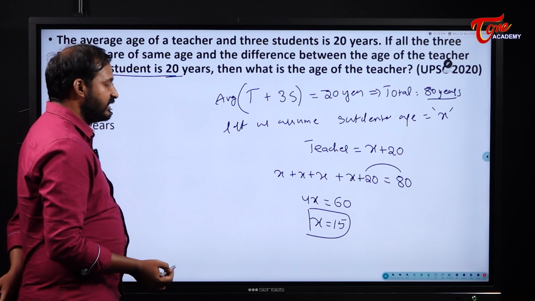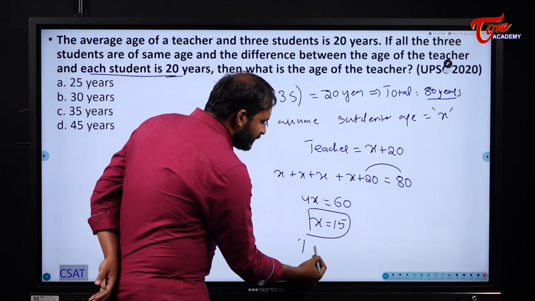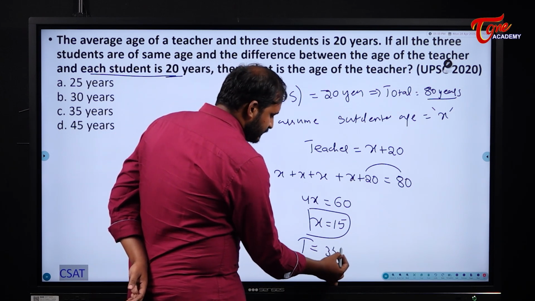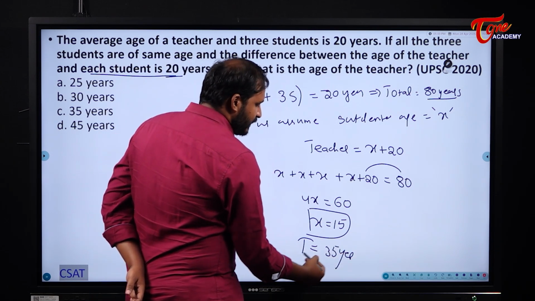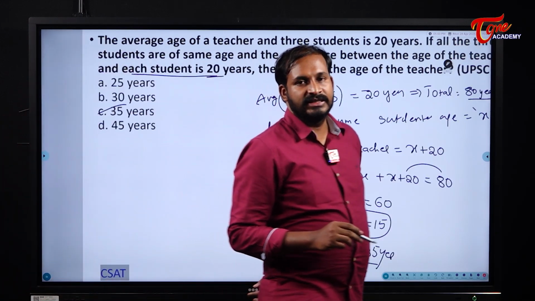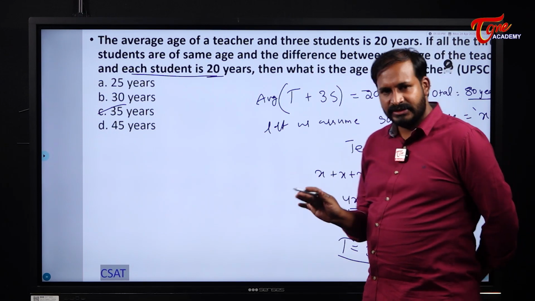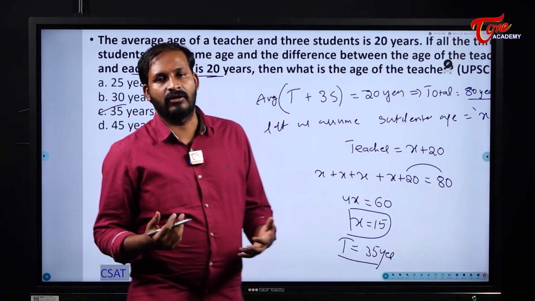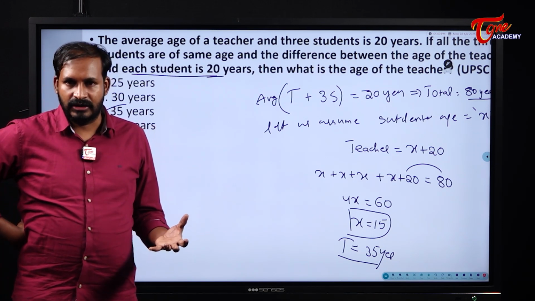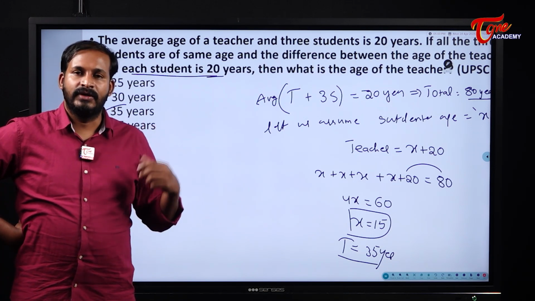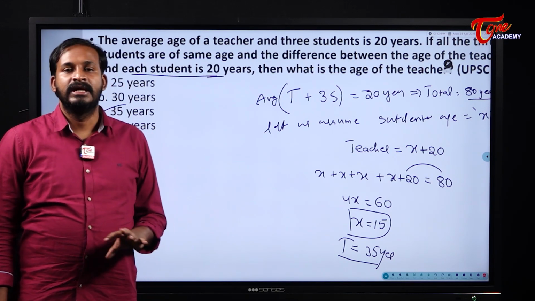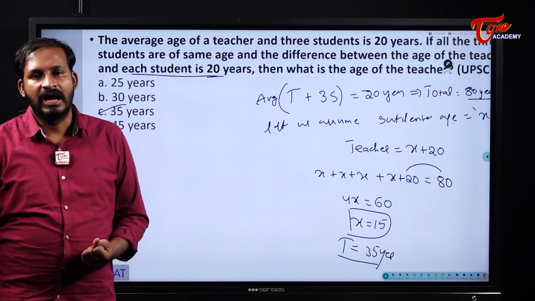What is the question they asked us? What is the age of the teacher? The x value is 15. Now the teacher's age will become how much? The teacher's age here will become 35 years. Why? Because x plus 20. So the teacher's age here is 35 years. So simple, students. In this concept, always they will give us the averages. We need to find either the total, or sometimes they may give us the total and we need to find the average, or sometimes they may skip the number of students. Like this, depending on the cases, we will find the answers.